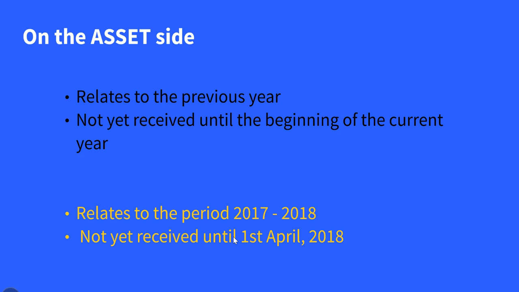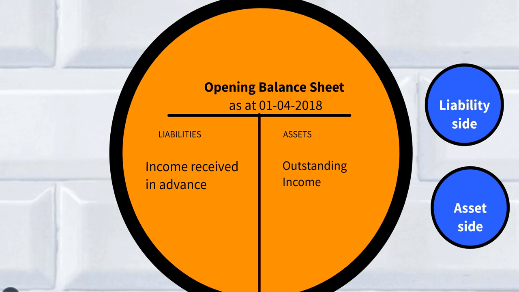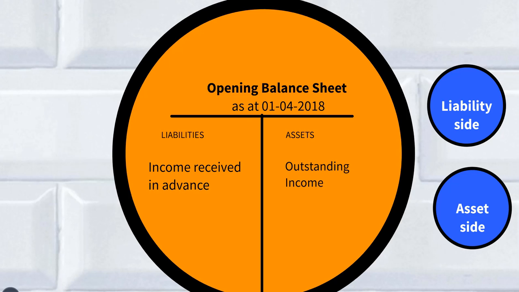Now I'll add a small point here. In the absence of other information to the contrary, we have to assume that the income which was supposed to be received in the previous year and has not yet been received until the beginning of the current year has been received in the current year. But this assumption is made only in the absence of information to the contrary. If they tell you specifically how much of the previous year's outstanding you've received this year, then please do not make this assumption.